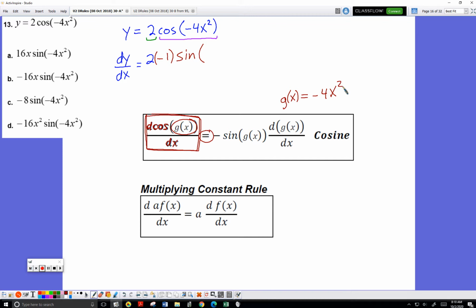So anyway, the way I memorize the rule, I actually don't memorize the rule with g of x. That's a mathematically complete way to write down the rule. But for my memory, I just say the derivative of the cosine of something is -1 multiplied by the sine of that same something.